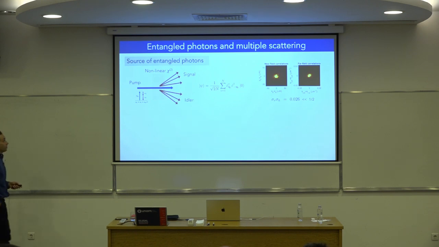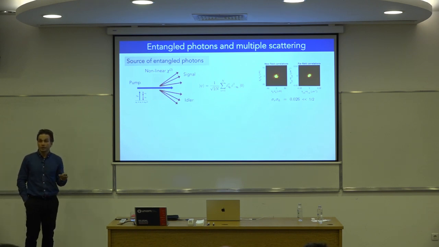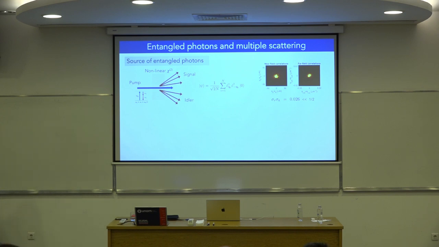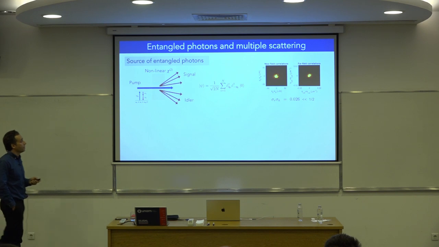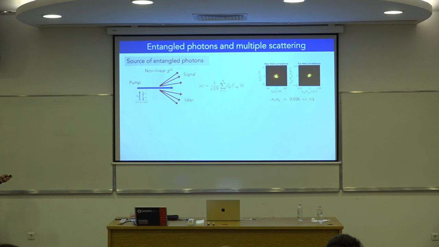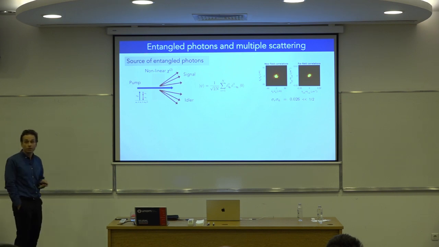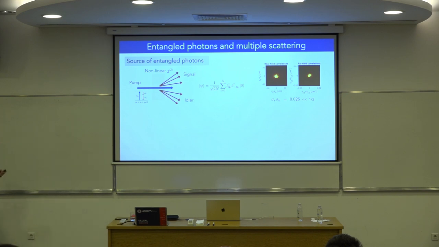I would like to talk about the propagation of quantum light. Okay, so I showed you that already with classical light, with classical waves, you get a lot of interesting stuff, but you can do even more, right? You can look at the propagation of quantum light. And the most intriguing quantum states are entangled states. Okay, so why not consider the combined effect of entangled light and multiple scattering? What do you get? Okay, so it's a field which is new. So there are not many results in this field.